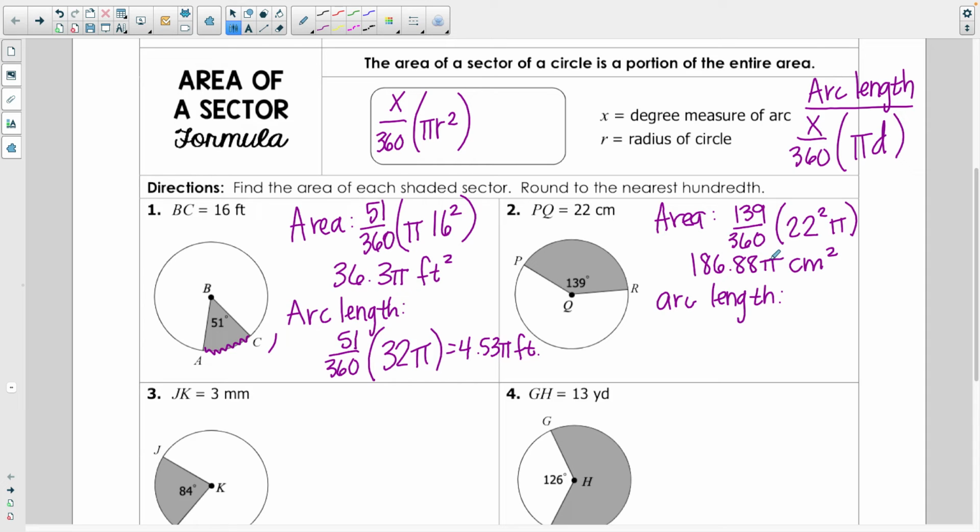For arc length, Bryce wants to run from P to R. She wants to know how far it is. So we're going to do 139 over 360, but we're doing circumference. That's pi times d. So double your radius, 44 pi. And I got 16.99 centimeters. Now, Betsy, if you had rounded to the 10th, you would have to round that up to 17.0, because that 9 would round the 8 up.